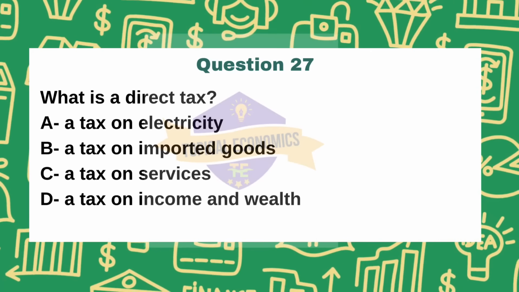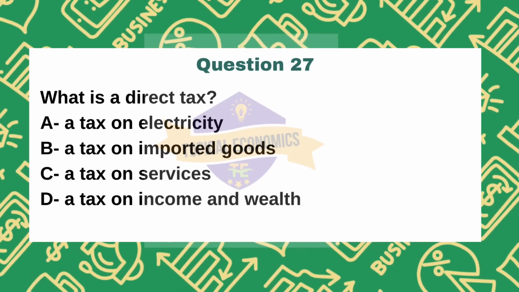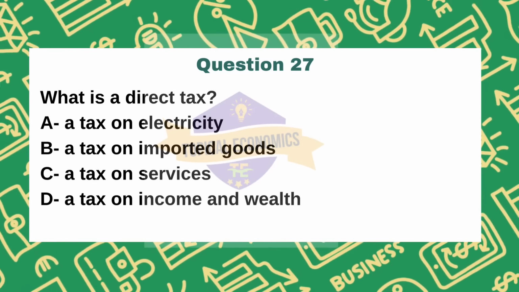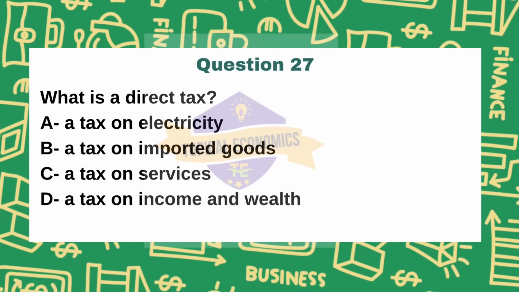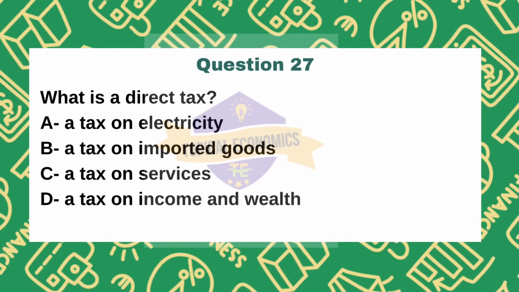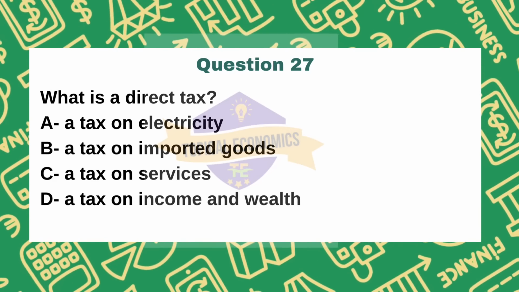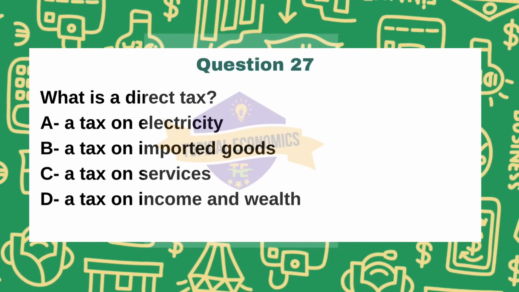Moving on to question 27. What is a direct tax? A. A tax on electricity. B. A tax on imported goods. C. A tax on services. D. A tax on income and wealth. The correct answer for this question is option D. A tax on income and wealth.